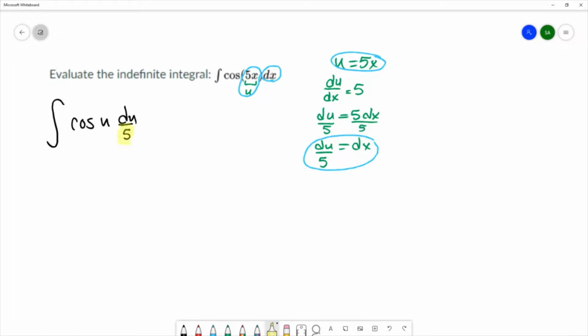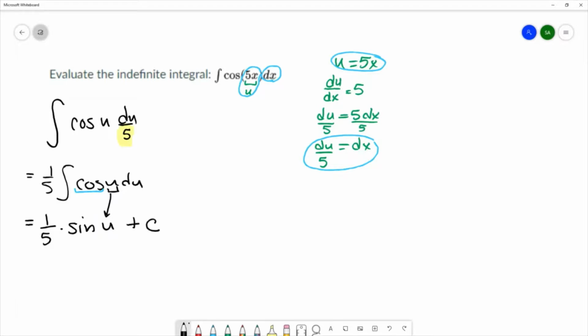I'm going to factor out this 1/5 from the integral to write this as 1/5 the integral of cosine u du. And now I'm going to calculate the antiderivative of cosine. The antiderivative of cosine is sine. I carried down that 1/5 as a constant multiple, and I left the inside the same. Of course, we need our plus c as well.